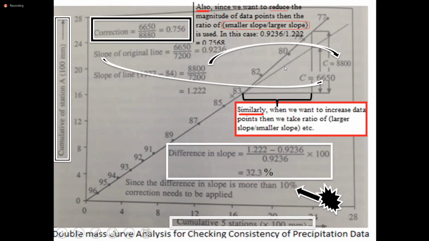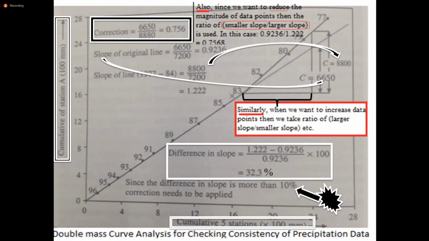When your line was plotting underneath here, then you want to increase that one. So then larger slope divided by the smaller slope. The original slope divided by this slope will be smaller because it's flatter. This slope is greater because it is above that line. So the rule is: if you want to reduce the value, then small slope divided by the large slope.